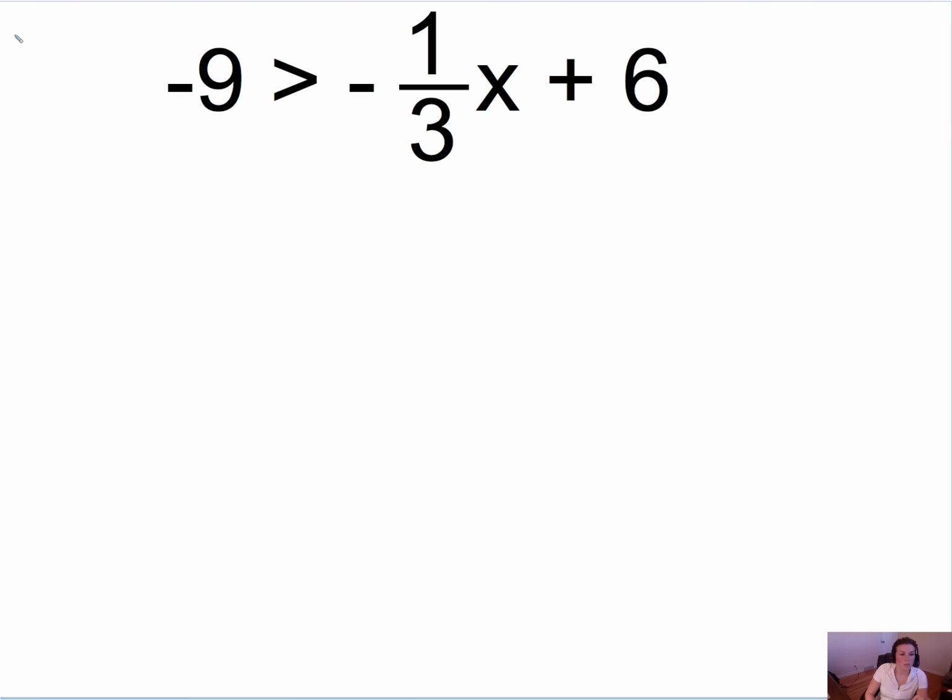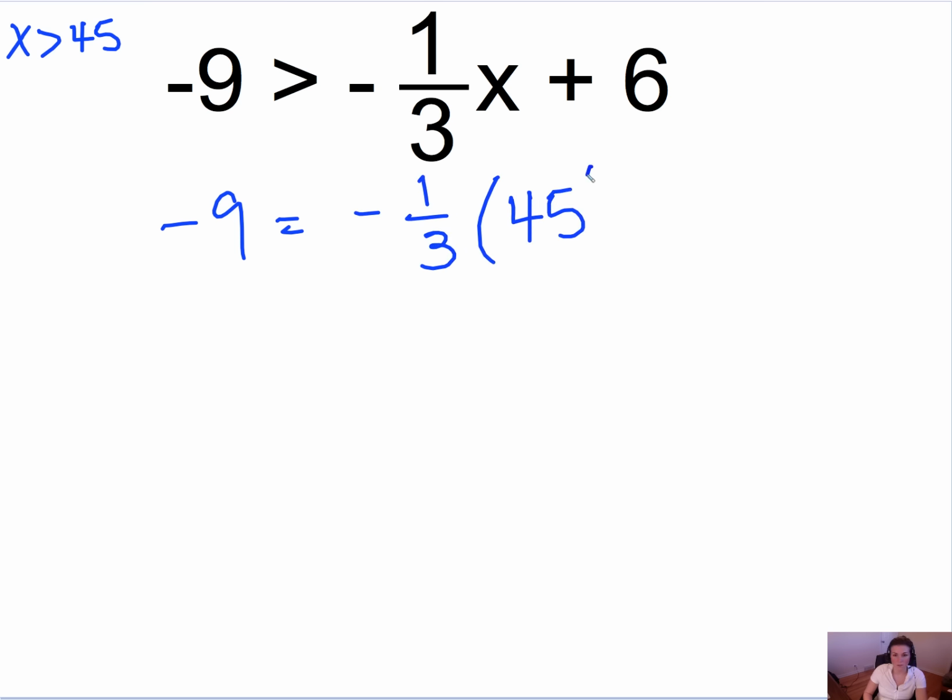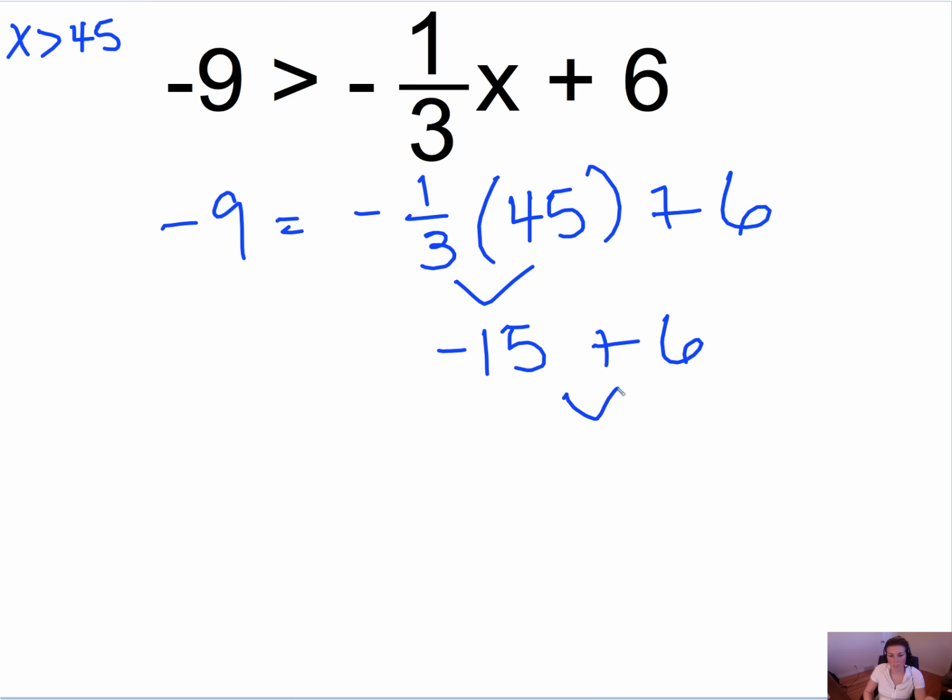So let's check the answer. We think x is greater than 45. First, let's check if 45 is correct. Keeping everything the same except for the x, I'm plugging in 45, and we're going to see if that's equal to negative 9. So over here, negative 1/3 times 45 is negative 15. And then plus 6 is negative 9. The two sides are equal, so that's correct.